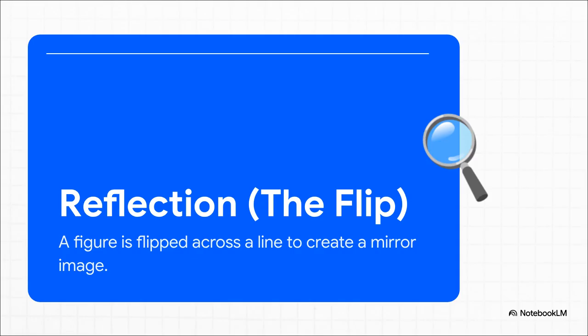Our second master move is reflection, the flip. And it is exactly what it sounds like. You take a shape and you flip it over a line, creating a perfect mirror image. I mean, think about a butterfly's wings, right? One is a perfect reflection of the other. That's symmetry, that's pure geometry right there in nature.